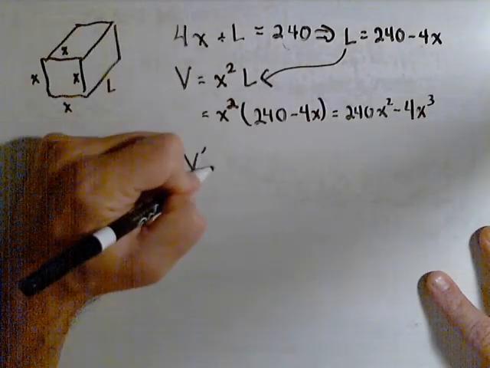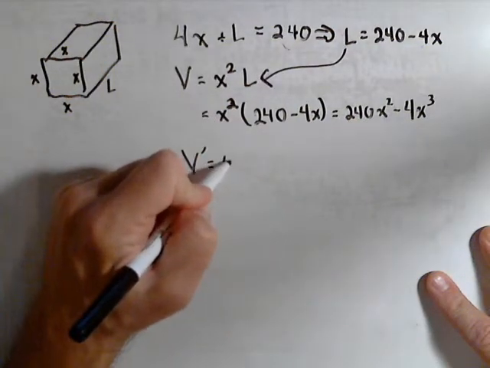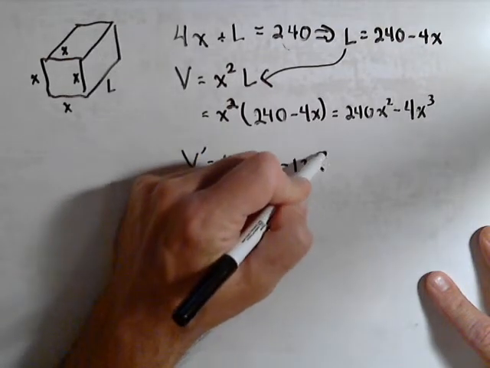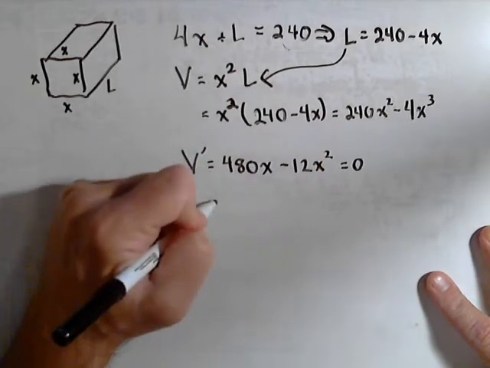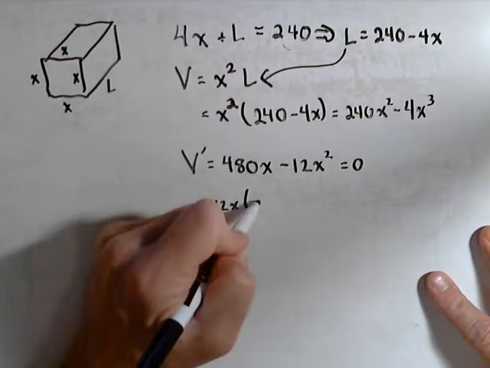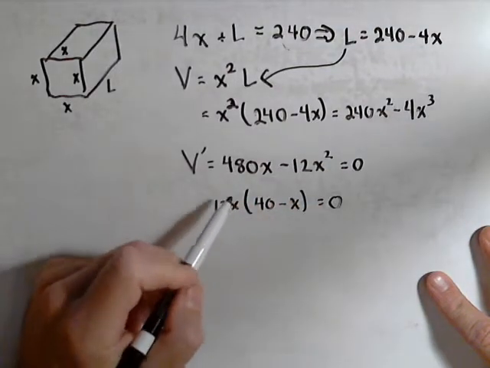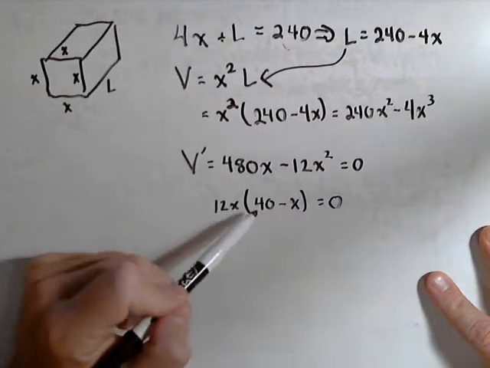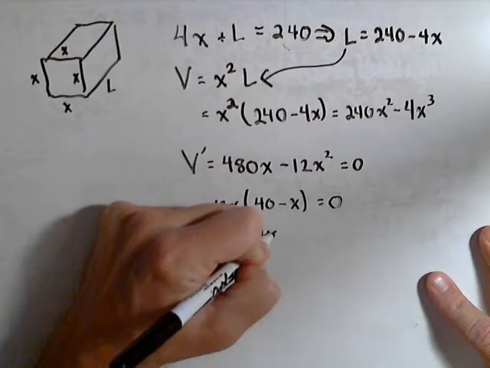What we're going to do is take its derivative and set it to 0. So take the derivative, we have 480x, just a couple of power rules, minus 12x squared. Like I said, we'll set that to 0, and we can factor out a 12x, and if we factor out a 12x, we get 12x times 40 minus x equals 0. So we get two values for x. We're going to get 0, which would leave us with no box, and we're going to get 40. So the value we're interested in is x equals 40.